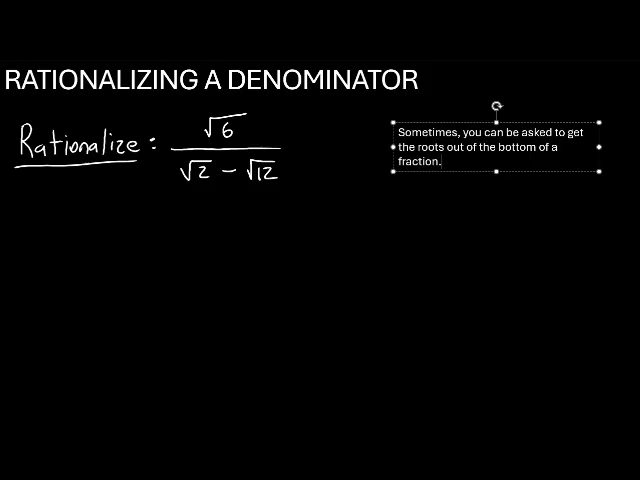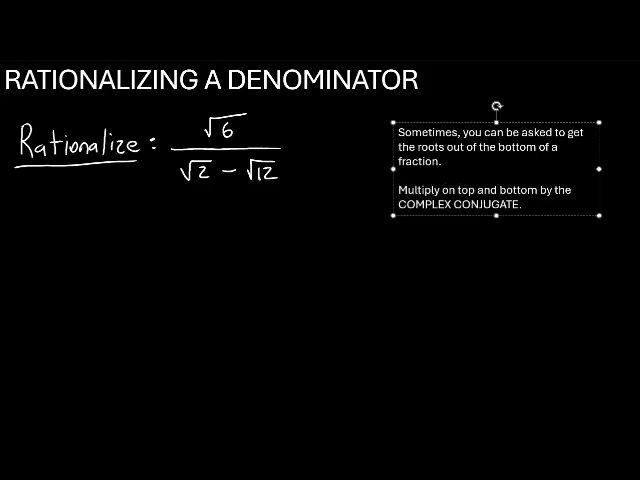Now, if you have two roots on the bottom of a fraction, what we'll do to rationalize this and change it to a non-root number is multiply on the top and bottom by something called a complex conjugate. In order to figure out what the complex conjugate is, you just look at the denominator, root 2 minus root 12, and change the sign in between.